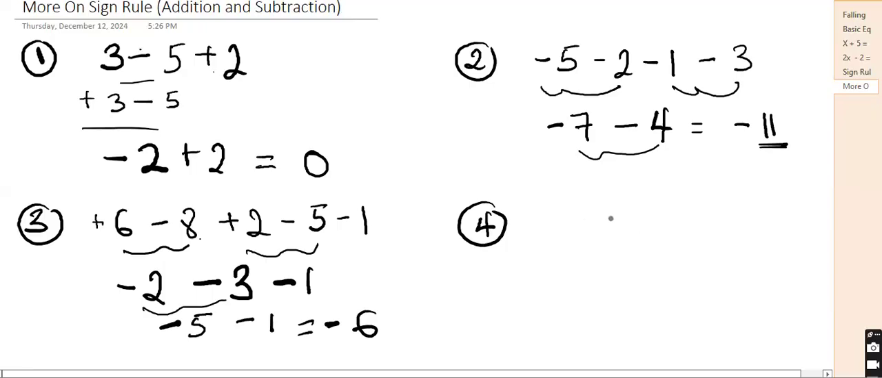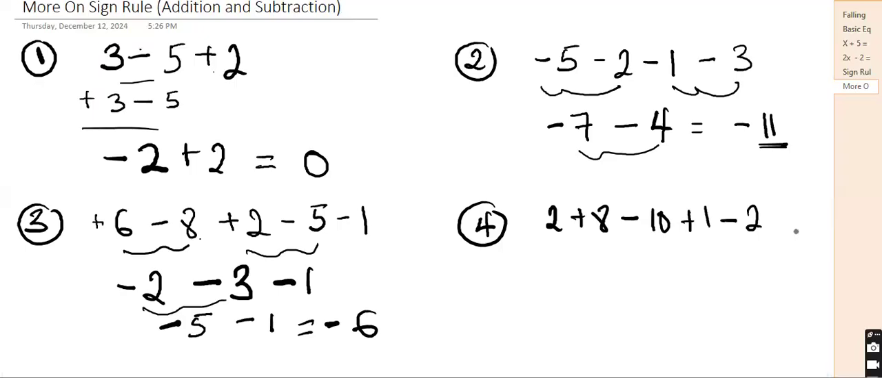So let's give it another shot. Let's take this as example number 4. I want you to try this. 2 plus 8 minus 10 plus 1 minus 2. So I want you to give this a shot and place it in the comment section.